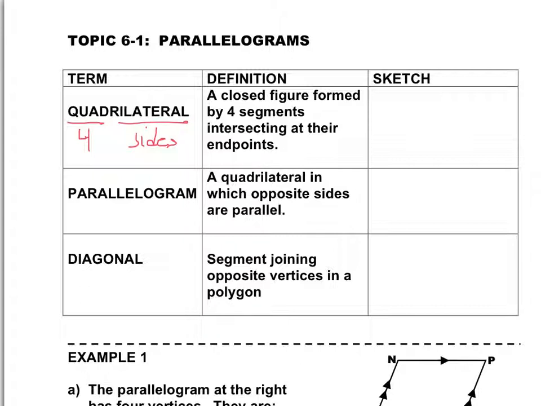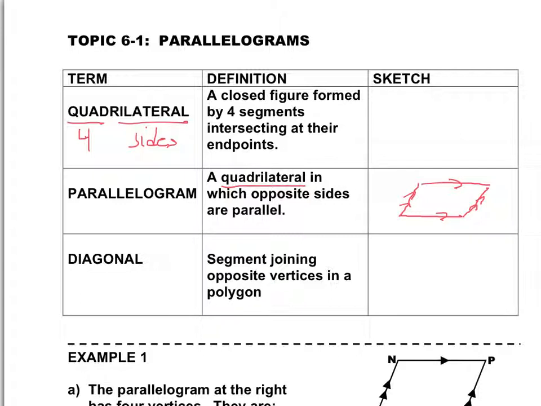A parallelogram is a quadrilateral, meaning it's a 4-sided figure, in which the opposite sides are parallel. So there's all sorts of versions of this. The most generic example is something kind of like this, where this side and this side are parallel, and this side and this side are parallel.